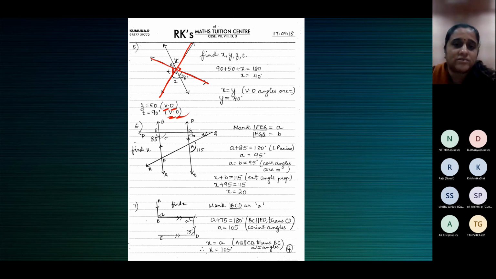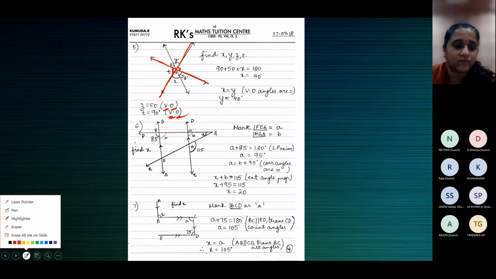So we found only X using the property that the sum of all the angles formed on a straight line is equal to 180 degrees. Using that, we found X. Then we found all the others using the property that vertically opposite angles are equal. Is that fine, children? Yes, ma'am. Very good, children.